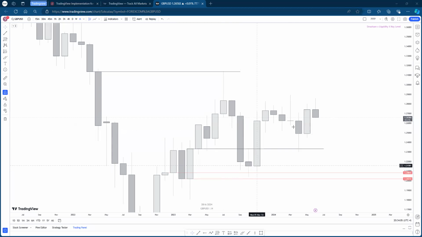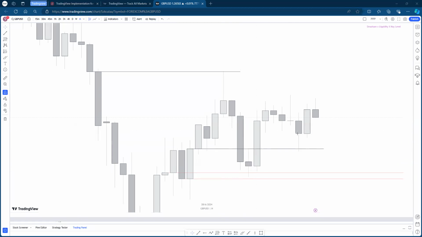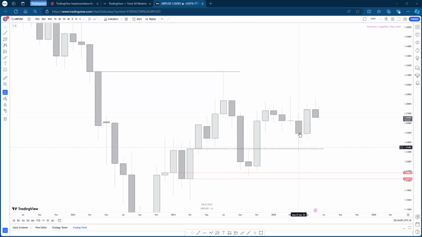Then you can see what price did. Overlapping inside of this imbalance, it tapped into it, closed above, and the next month, how this candle closed was what gave us the intel that we were going to be buying all through that month of May.